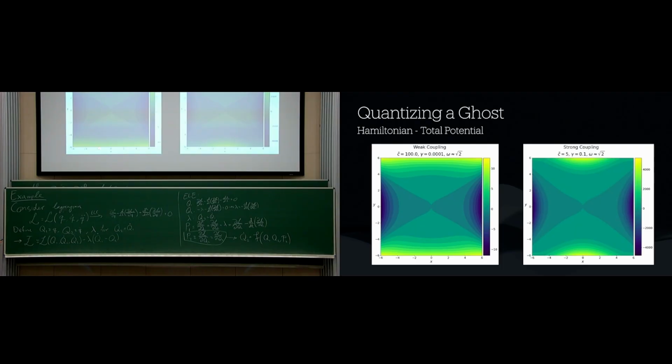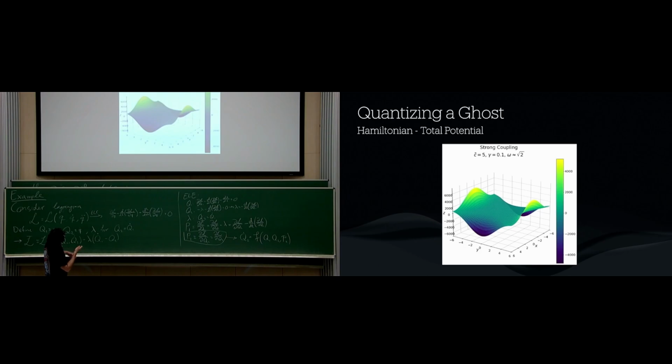Very good. We can see that this is a sort of saddle potential, right? It decreases down to infinity along the x-axis and up to infinity along the y-axis. This is a weak coupling, strong coupling. You can't really see a big difference, but it's there. And this is how it looks in the strong coupling in a 3D plot.